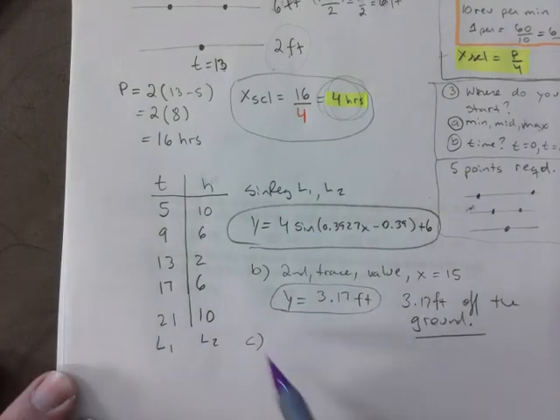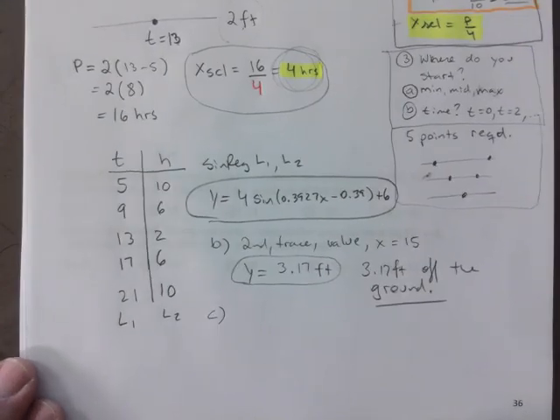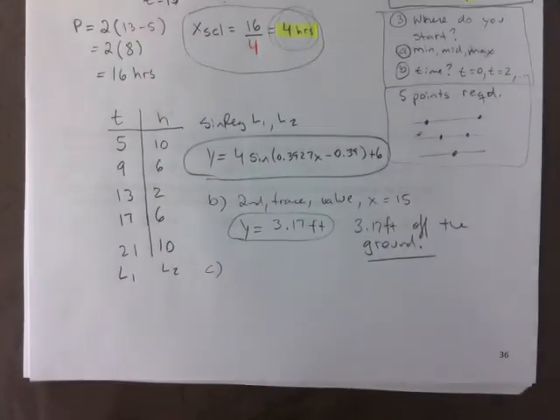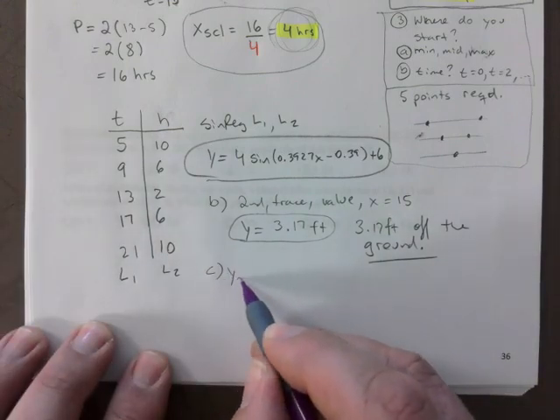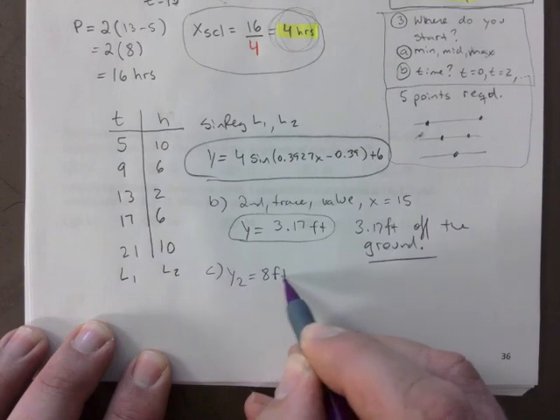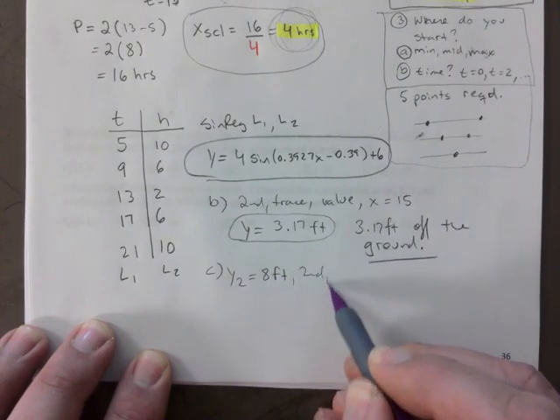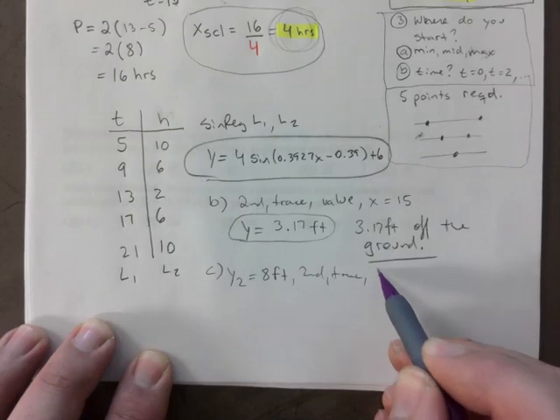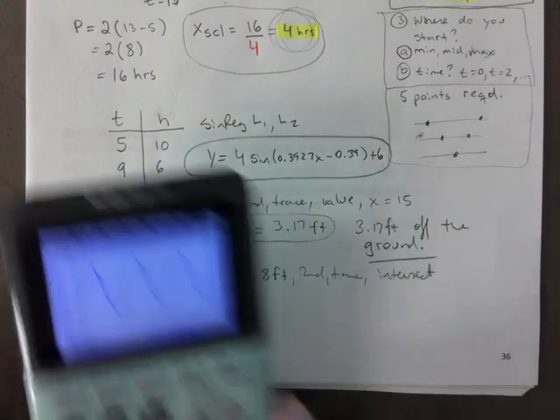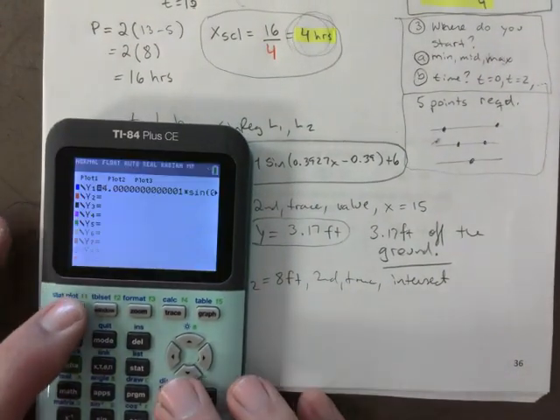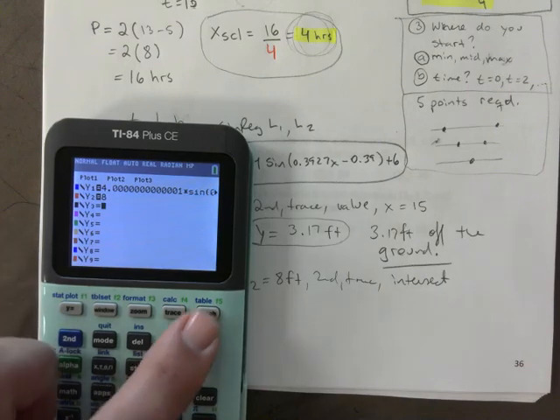C, let's answer that one. And then once we're done this one, I want you to try a couple on your own. How long does the tide stay at or above 8 feet within one cycle? I hope you know this one. 8 feet, right? Second, trace, intersect, and we're gonna find our 2 times we're at 8 feet within one cycle. So y2 is equal to 8.